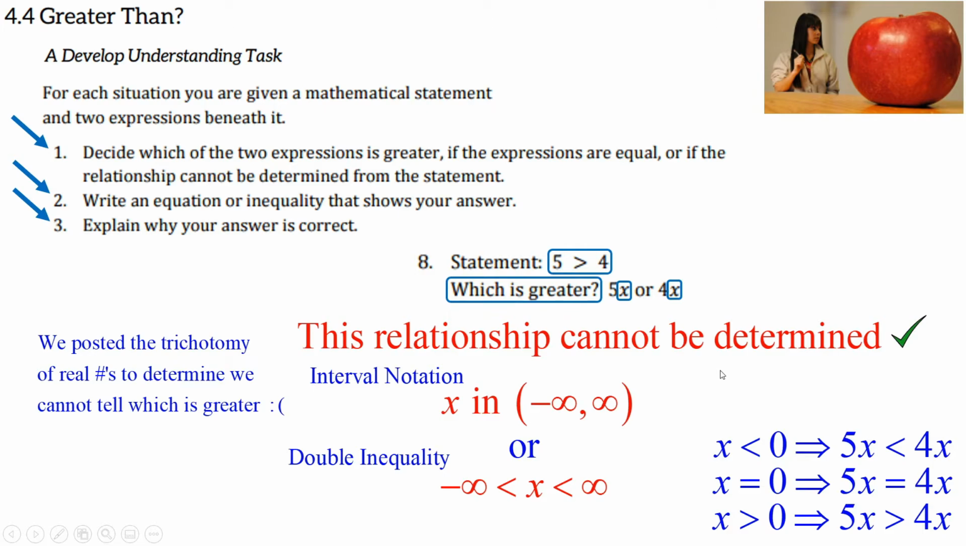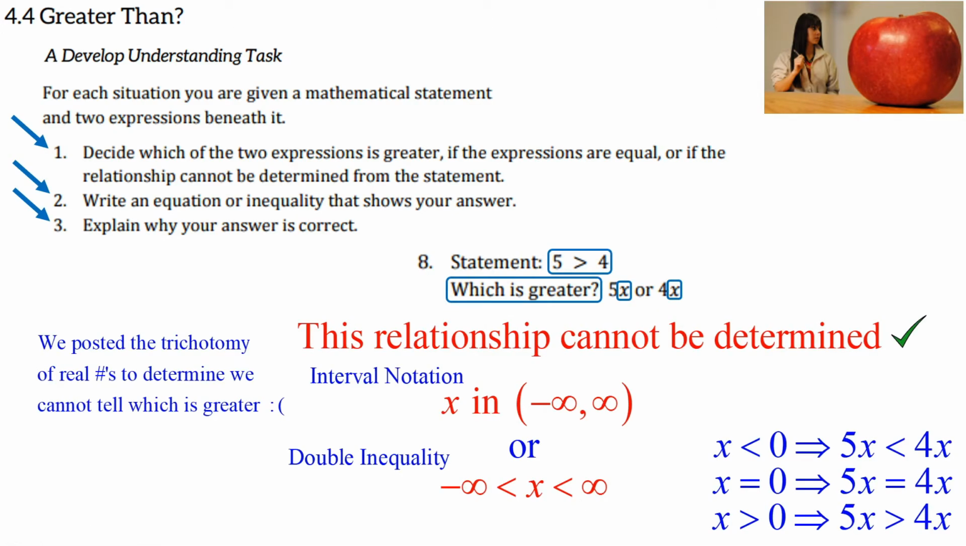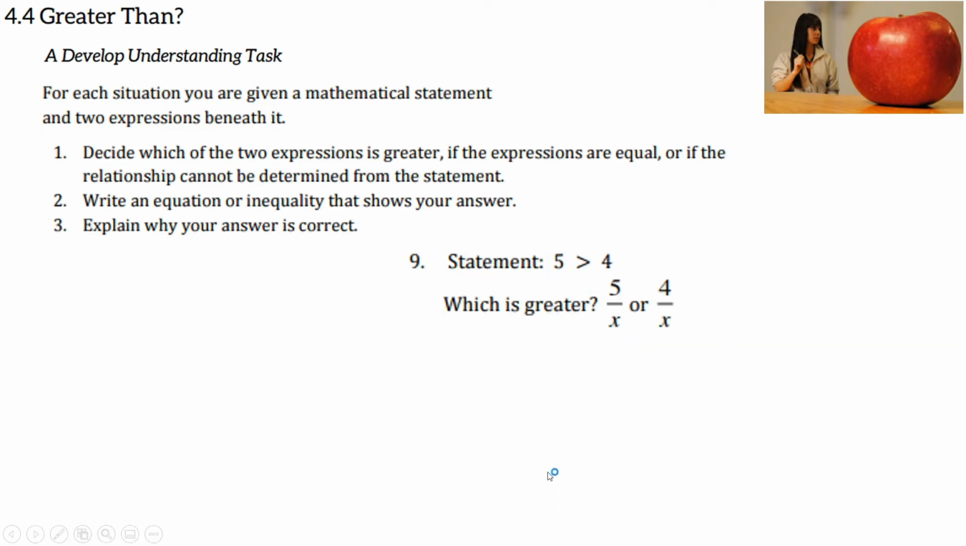Okay, awesome. Number 9. Oh no, 5 is greater than 4 again? Wasn't that the same one as the last one? Yeah, oh, we didn't like that. All right, well, let's see what we have here. Which is greater, 5 over x or 4 over x? Oh man, I have a feeling we're going to get the same scenario here. But let's prove it. Statement: 5 is greater than 4. Which is greater? Well, again, it depends on my x's.